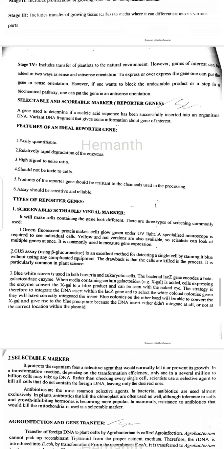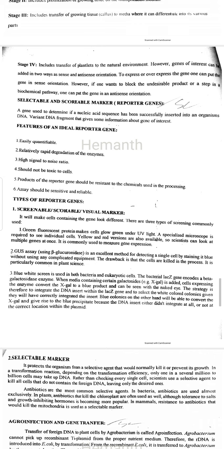And the next one is selectable marker. It protects the organism from a selective agent that would normally kill it or prevent its growth in a transformation reaction. Depending on the transformation efficiency, only one in several million to billion cells may take up DNA. Rather than checking every single cell, scientists use a selective agent to kill all cells that do not contain the foreign DNA, leaving only the desired ones.